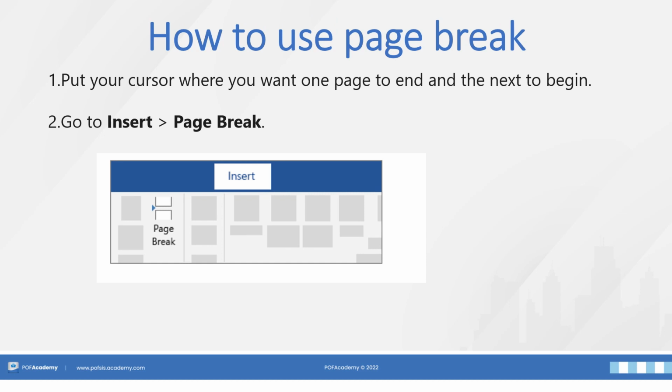And next, there are some that use page break, but in Word, it automatically adds a break at the end of each page. But you can also insert a manual page break anytime you want to start a new page in your document. There are only two steps on how to add a manual page break. First, put your cursor where you want one page to end and the next to begin. Then, second, go to insert, then just click page break.